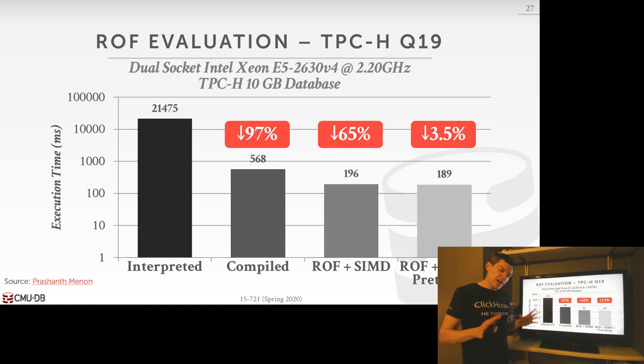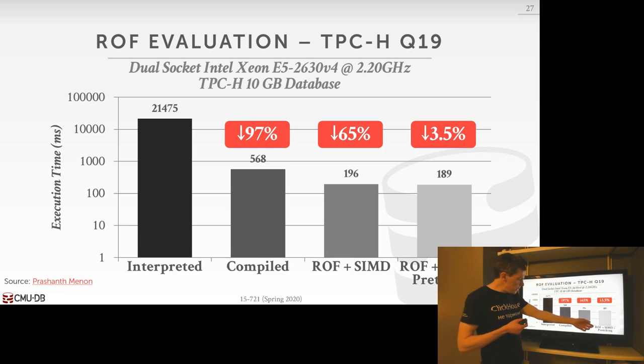This result is real. It actually did happen. But don't get the impression that this is indicative of what you'd get if you take an interpreted engine and move to compilation. This is a crappy interpreted engine and then a really well-written compilation engine. In actuality, it's usually about a 50% reduction.